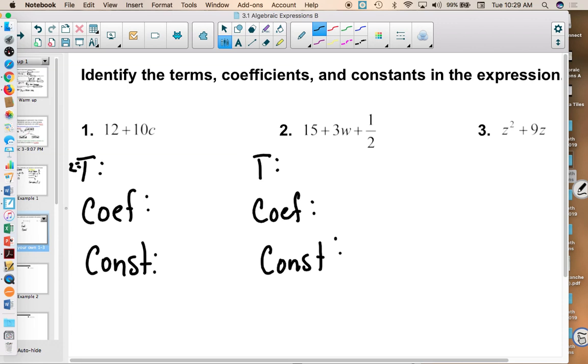So, let's do 1, 2, and 3. You should be able to do every one of these. And I'm going to ask you to go to the board and do number 1 for me. And then you're going to pop correct point out and choose somebody else.